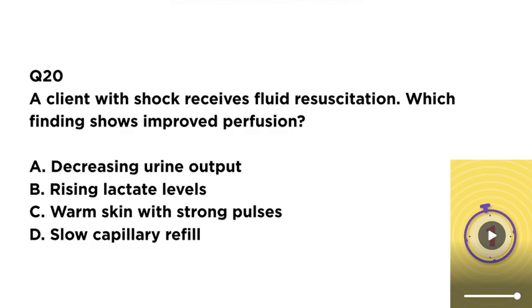A is incorrect because it says low urine output. That means poor perfusion, right? B is also incorrect because lactic level is going up. That means the patient is not getting any better, perhaps going into shock. Letter D is also incorrect because slow capillary refill shows inadequate flow. So that's our last question for this round.